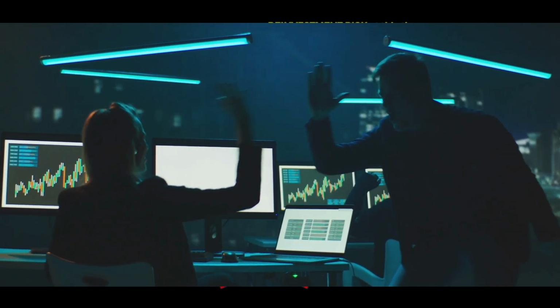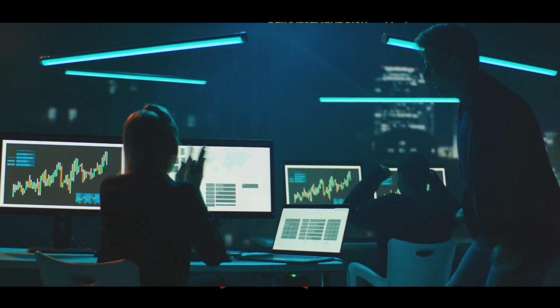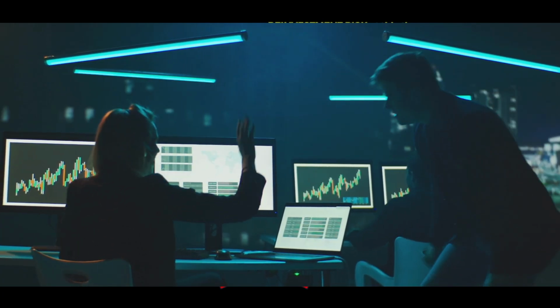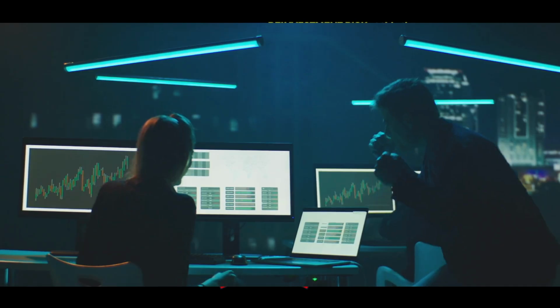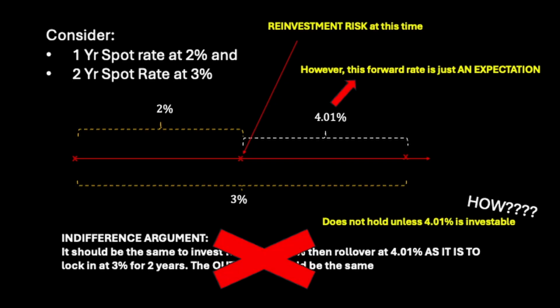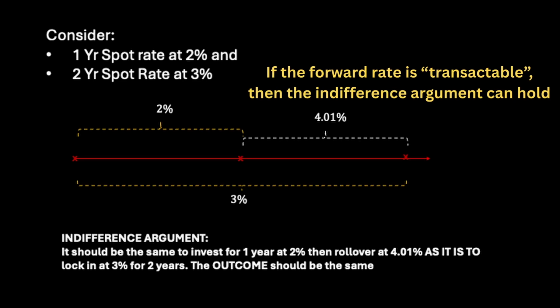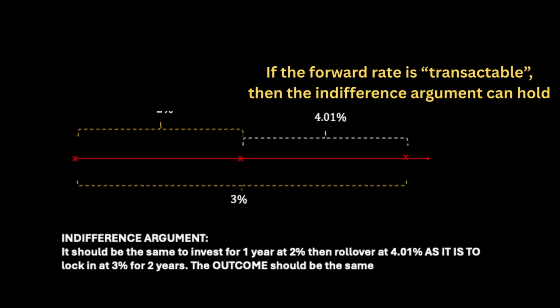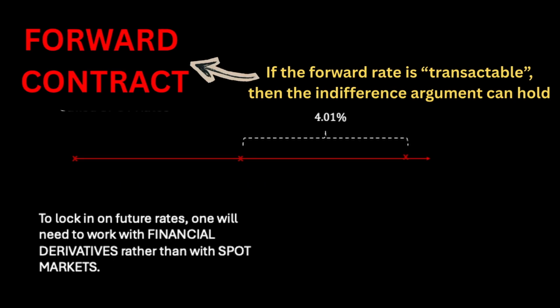unless of course, there's a party you can transact with today so that you can agree now at time zero that borrowing or lending can be done at 4.01% in a year's time. Well, if you can do that, then indeed you can be indifferent to the two legs or approaches. In this case, the contract is a forward contract rather than a spot contract. And in this case, it's a financial derivative.